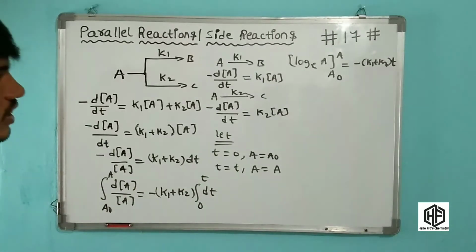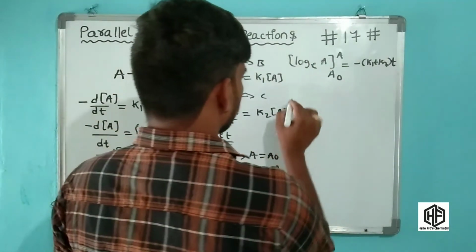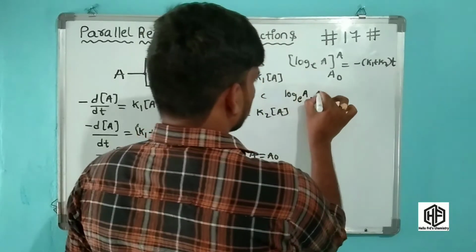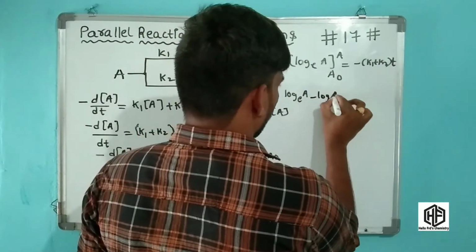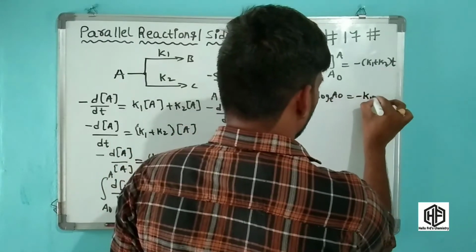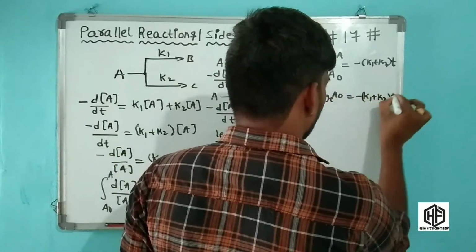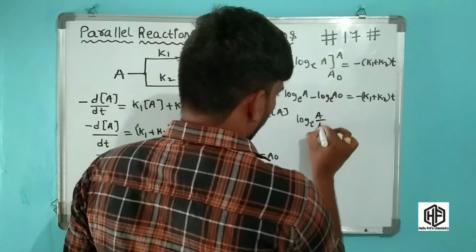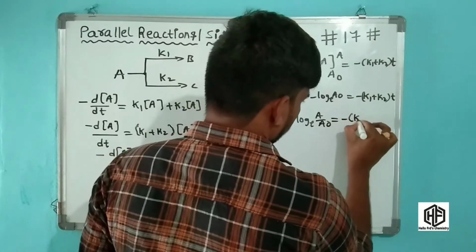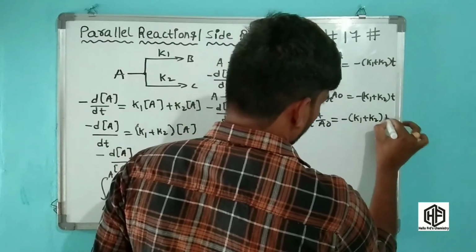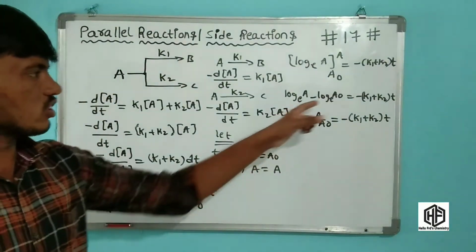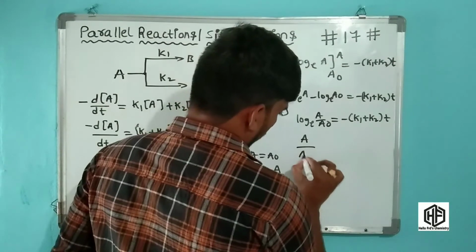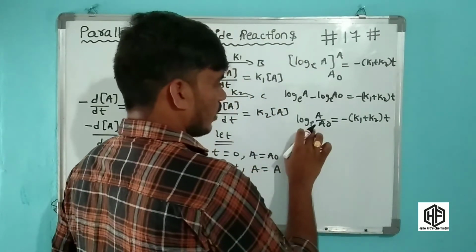Now the value is present in there. Now these two values are substituted in this term. What happened, friends? Log base e of A minus log base e of A naught is equal to minus (k1 plus k2) into t. Now this expression, log base e of A by A naught, is equal to minus (k1 plus k2) into t. Friends, log a minus log b is log a by b. Finally, this expression gives A by A naught is equal to, the log base goes to this side.